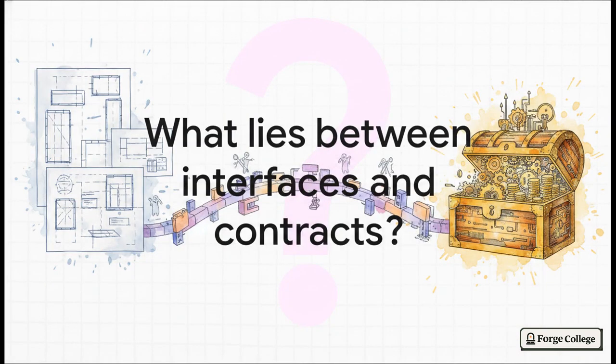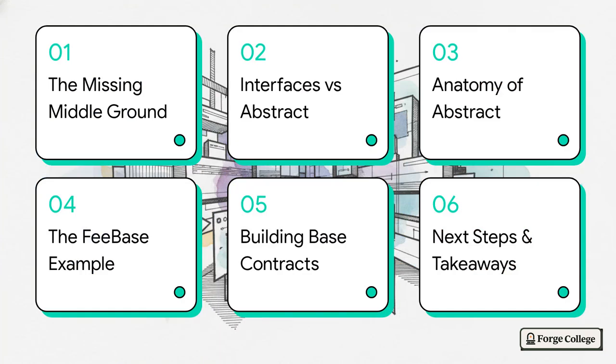To kick things off, let's ponder a quick question. What exactly lies between those super strict interfaces we just learned about and fully baked, ready-to-deploy contracts? Think about it for a second. What tools do we actually have in Solidity when we want to share some core logic across multiple contracts, but we aren't quite ready to build the entire final product? We want a head start, sure, but we still need to leave some room for customization later on down the line. Well, here's our engineering blueprint for today.